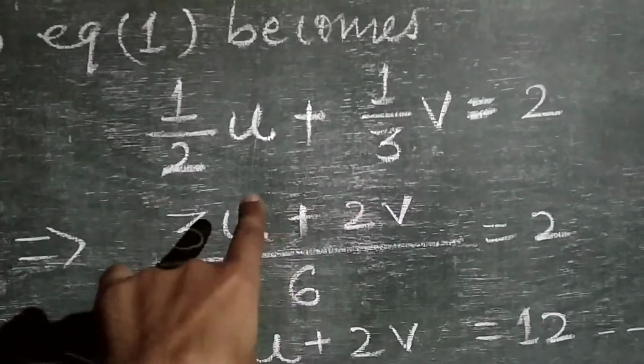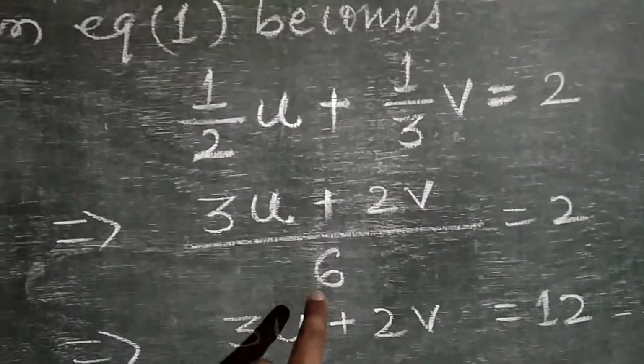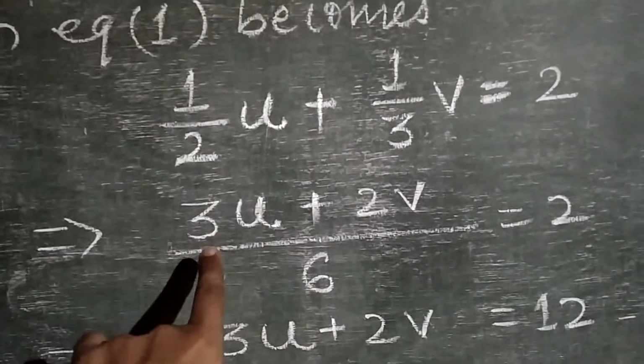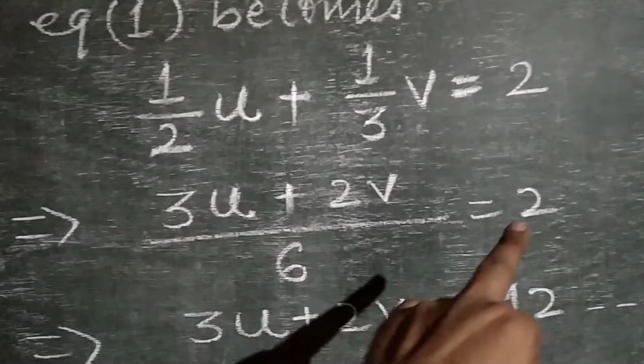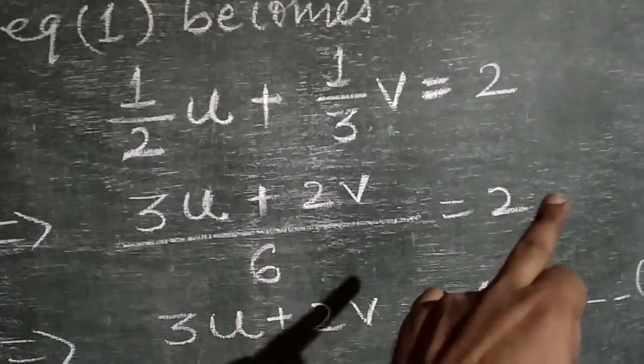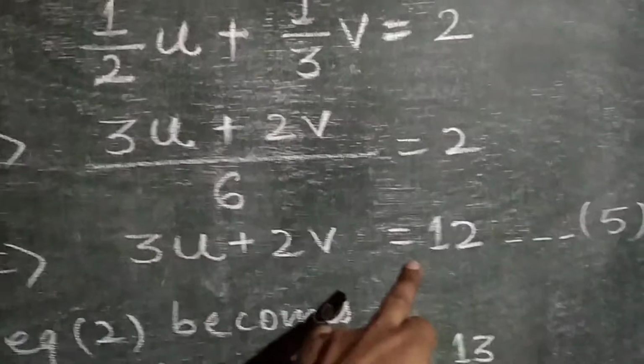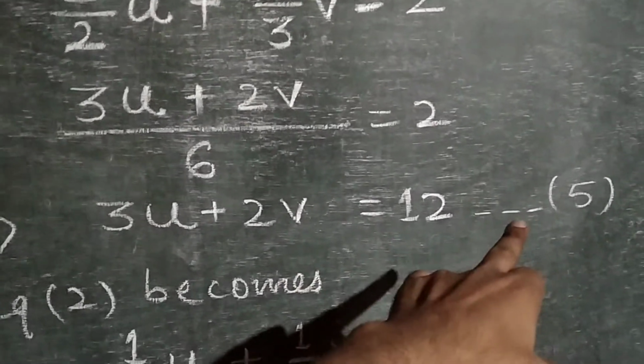Now we'll simplify this equation by taking the LCM. So the LCM here is 6. So it will become 3u plus 2v equal to 2. Now transfer this 6 to the right hand side. So 6 into 2, it will become 12. So it is our next equation, that is the fifth equation.